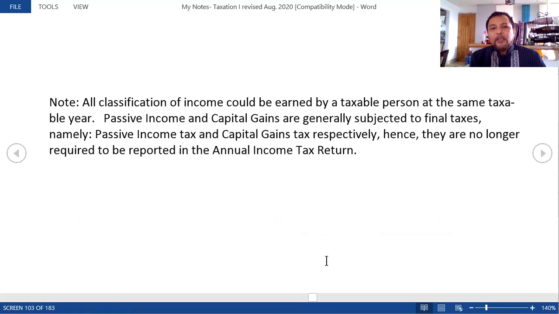So not all classifications of income could be earned by a taxable person in the same taxable year. Passive income and capital gains are generally subjected to final taxes. So when they are subjected to final taxes, they are no longer required to be reported in the annual income tax return.